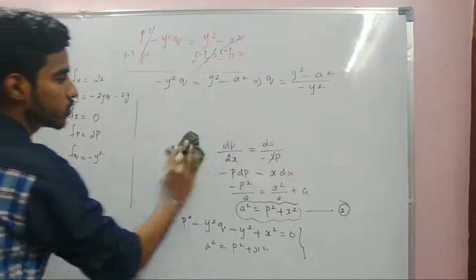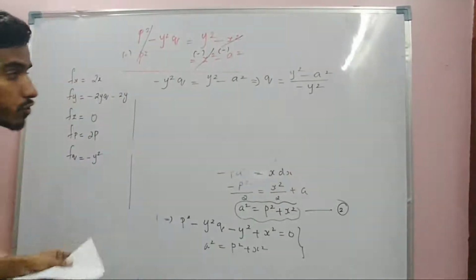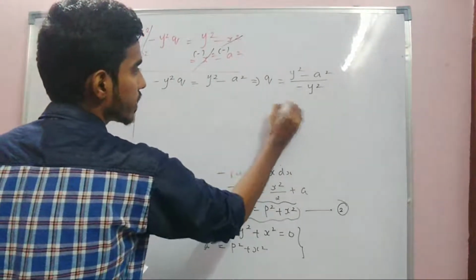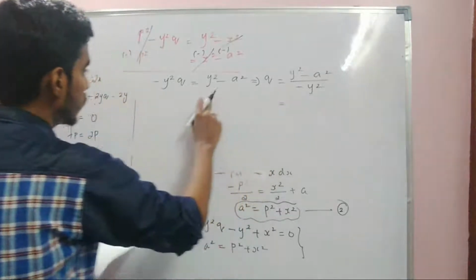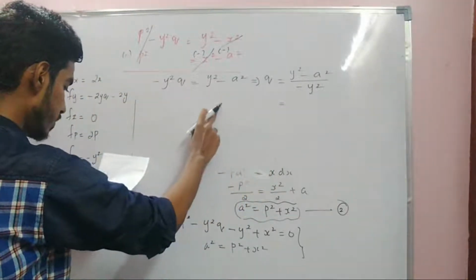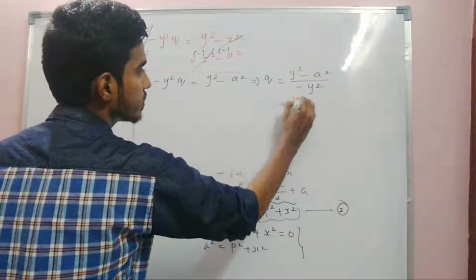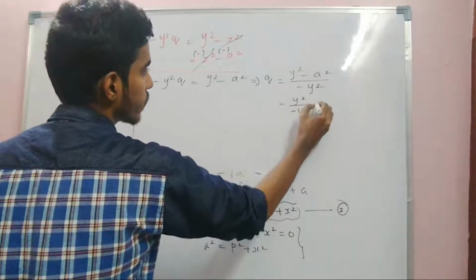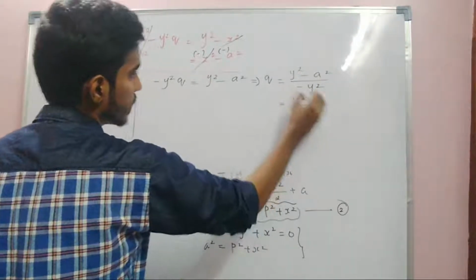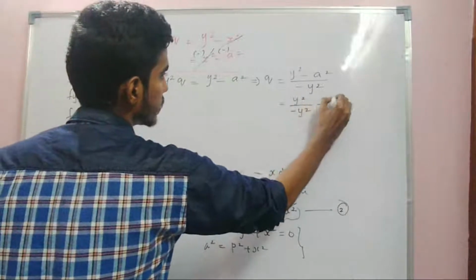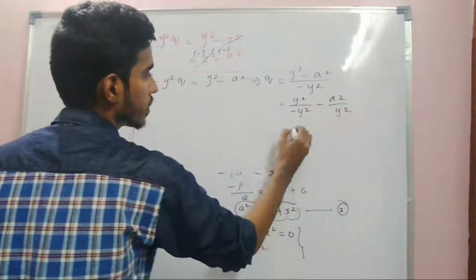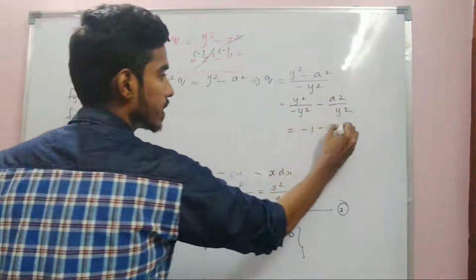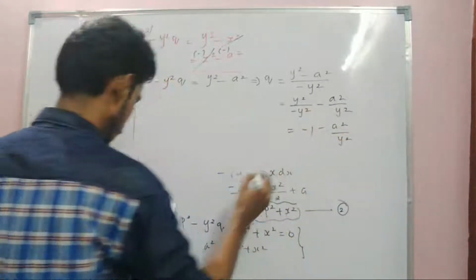So I need to solve for p and q, that's it. And then I have to substitute in dz is equal to p dx plus q dy. So I can write this as y square minus a square by y square, which is y square by minus y square. If I minus a square divided by y square, this will be minus 1 minus a square by y square.